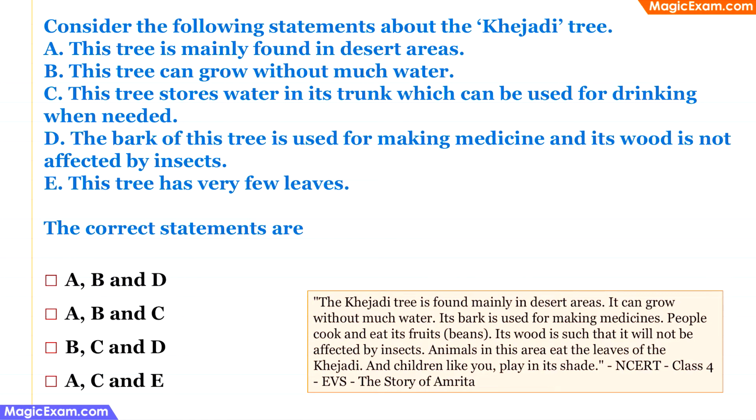Consider the following statements about the Khejadi tree. Now, this question has been taken from class 4 EVS, the story of Amrita. And here it is mentioned that the Khejadi tree is found mainly in desert areas. Therefore, statement A is correct. And it can grow without much water. Therefore, statement B is also correct. And it says that its bark is used for making medicines. So, statement C, which says that the bark of this tree is used for making medicines, is also correct. It is also mentioned here that its wood is such that it will not be affected by insects. Therefore, statement D is also correct.